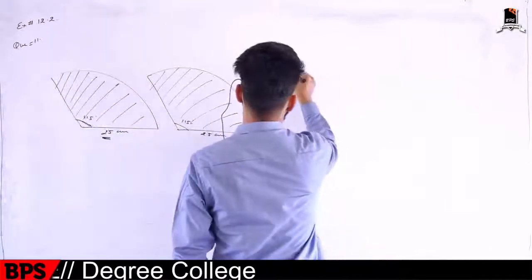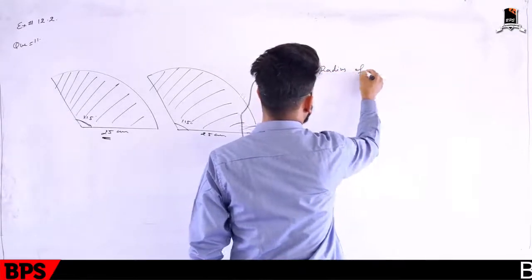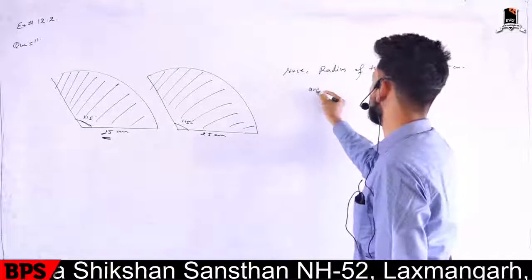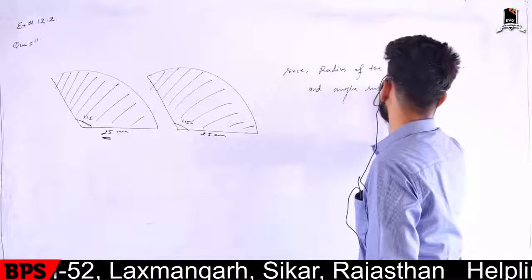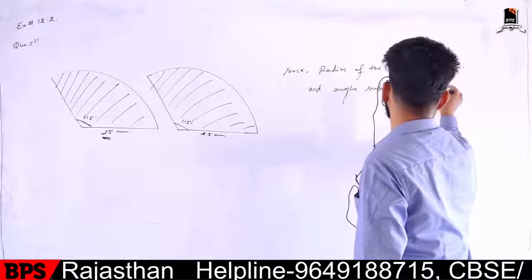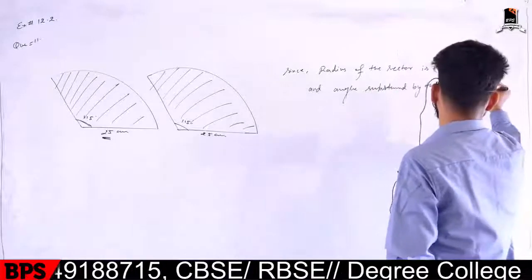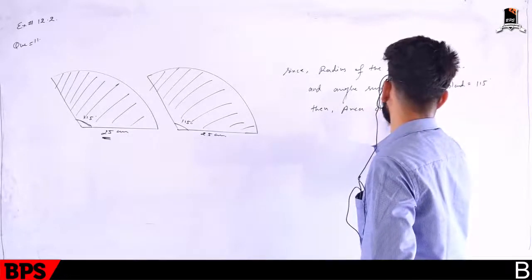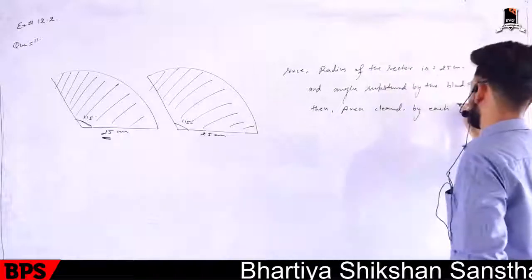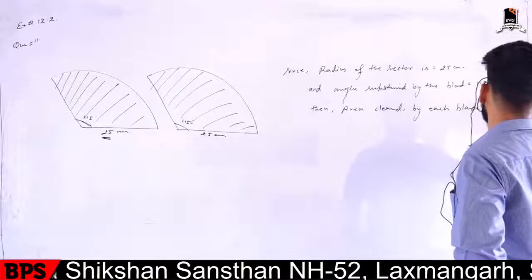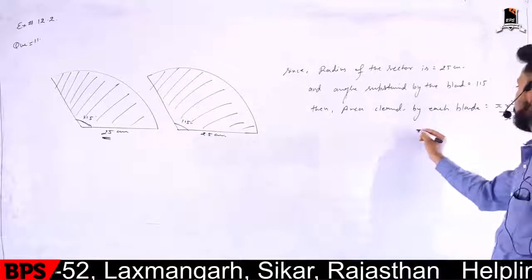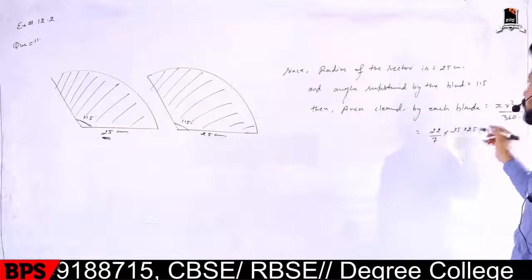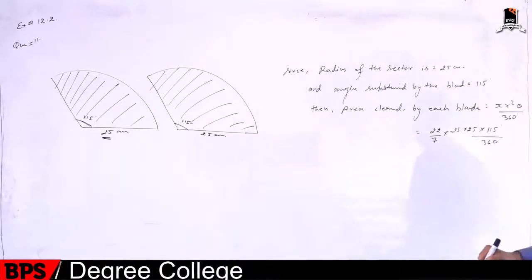The radius of the sector is 25 centimeter and the angle subtended by the blade is equal to 115 degrees. So the area cleaned by each blade is equal to pi r square theta upon 360 degrees. So it is 22 upon 7 into radius of the sector 25 into 25 into theta 115 degrees upon 360 degrees. Done.